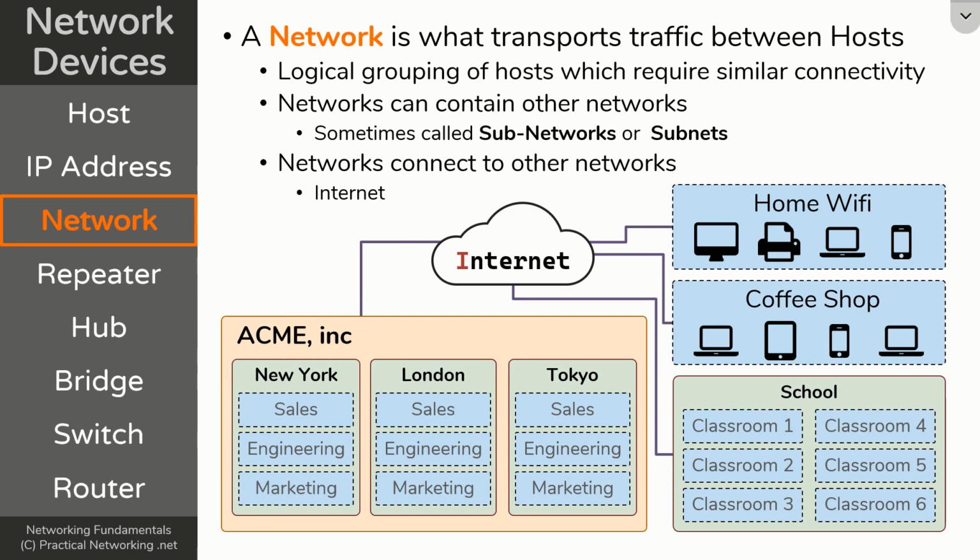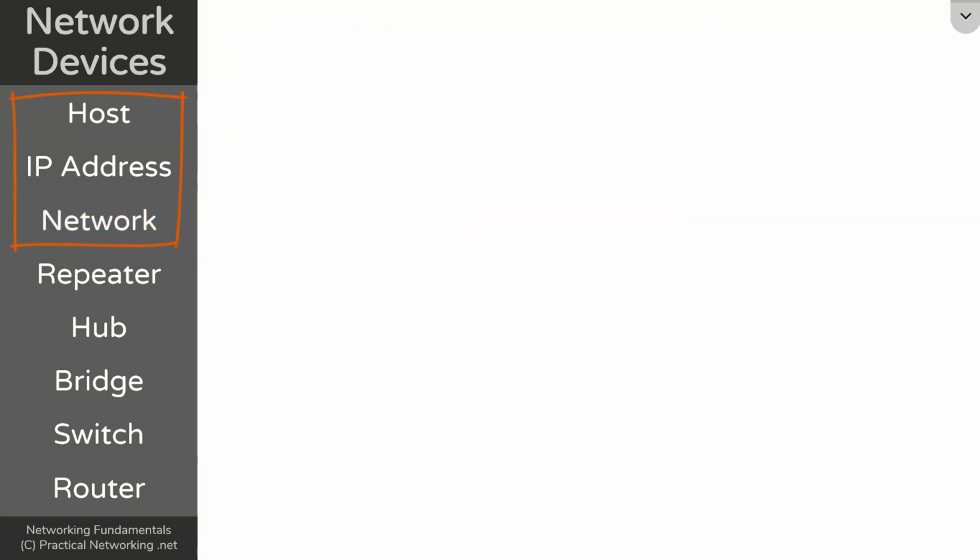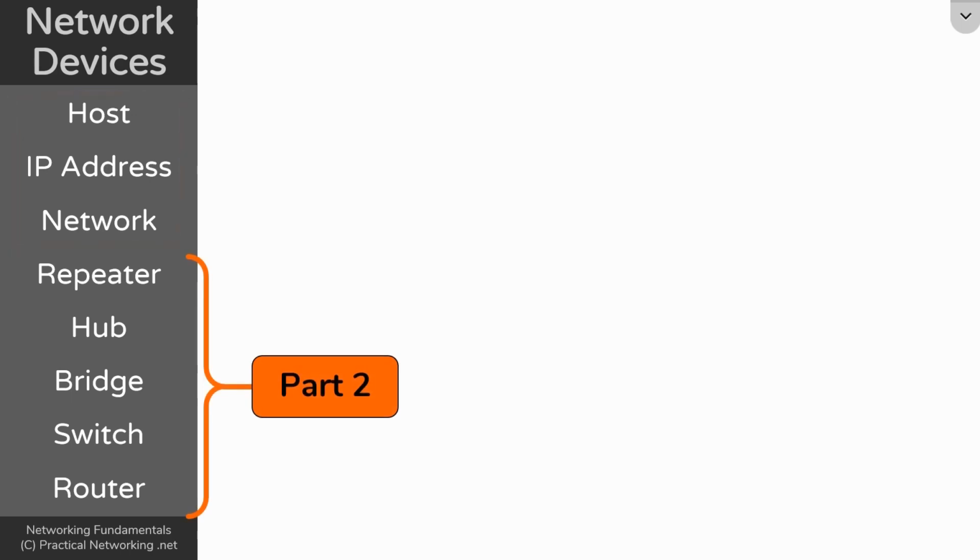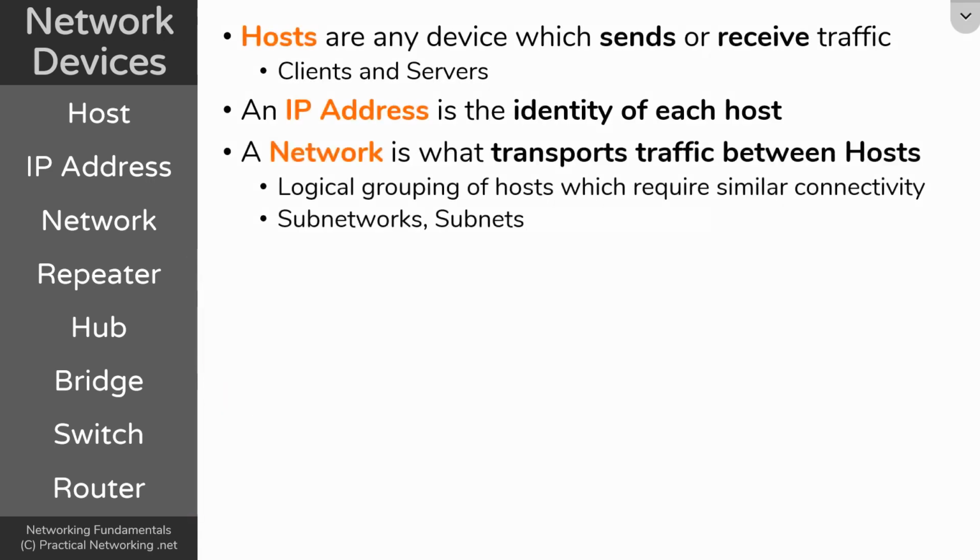Either way, that wraps up our discussion on hosts, IP addresses, and networks. In part 2, we'll continue our discussion by unpacking repeaters, hubs, bridges, switches, and routers. The key takeaway from this lesson is understanding what hosts are, understanding the designations client and server, understanding what IP addresses are and their hierarchical nature, and understanding what a network is, specifically that it is a logical grouping of related hosts which require similar connectivity.